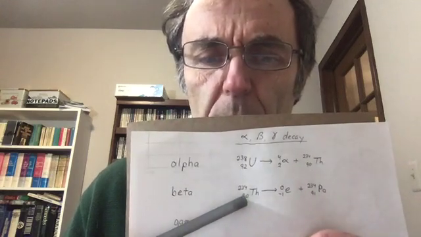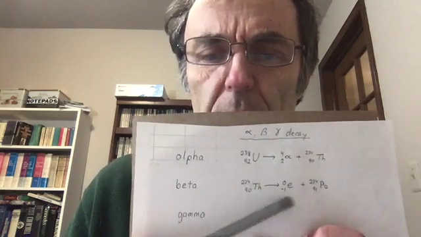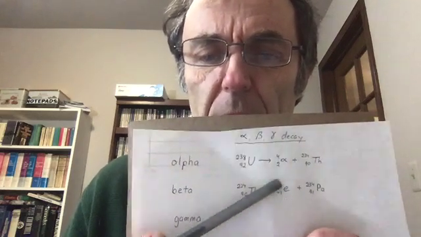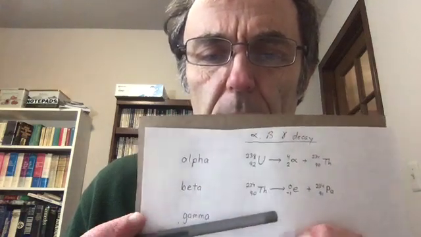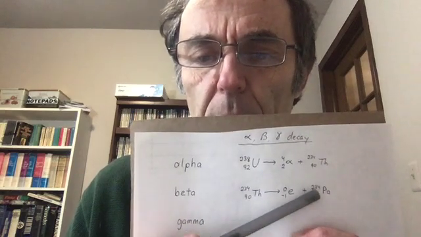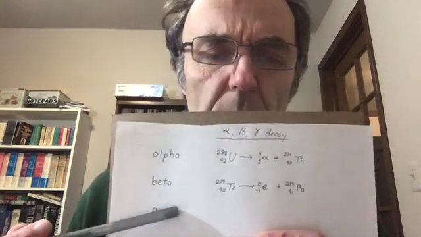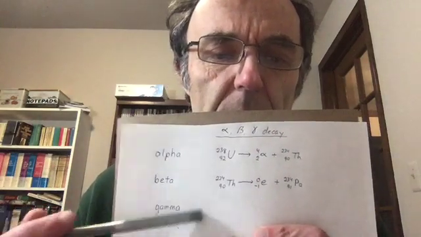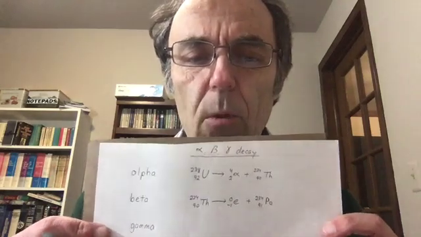Thorium-234, one of its neutrons turned into a proton and shot out an electron in the process to balance charge. Thorium-234 became protactinium-234. Then the third one, which we haven't talked about yet, is gamma decay. And gamma decay is when you shoot out an electromagnetic wave.